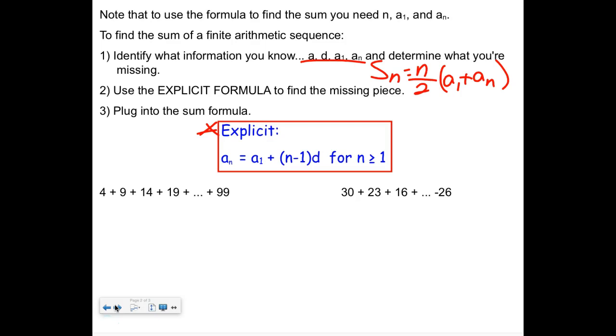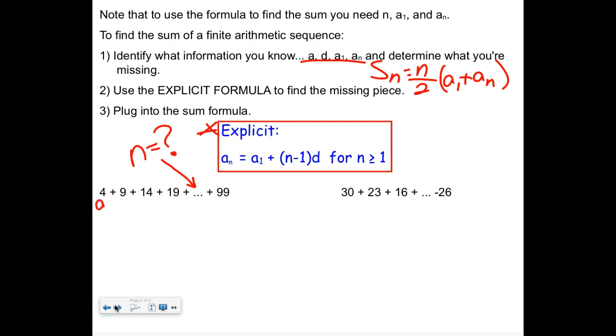We have our first, second, third, fourth, and then dot, dot, dot, 99. This dot, dot, dot means we do not know our n. That means we don't know how far out 99 is. We don't know how many terms are represented in the dot, dot, dot. Okay, so let's list out what we know, find out what we don't.